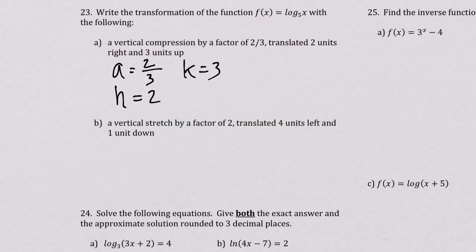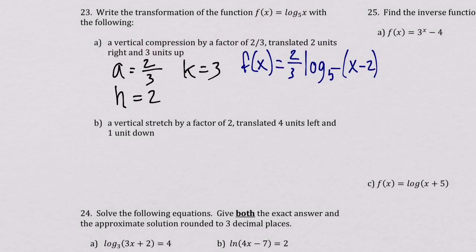So it's going to look like this. F of x equals A, remember A is always in the front, 2/3, times the log base 5 of x minus h, which is x minus 2, plus k, which is 3. There it is. We could do the same thing for B.